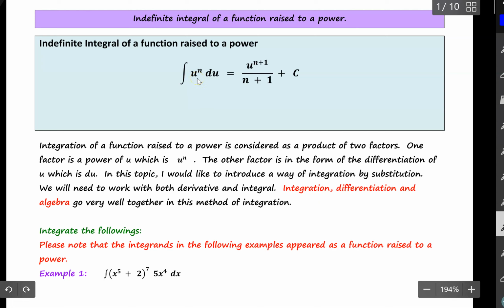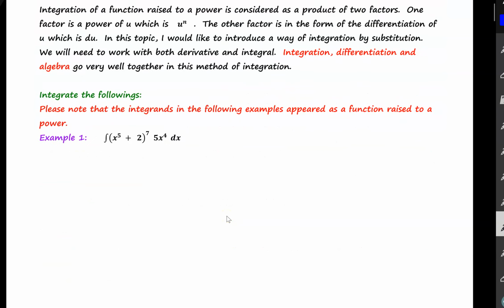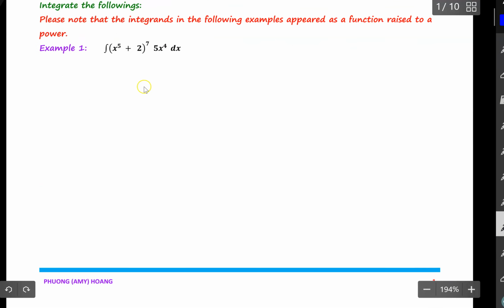u is a function raised to the exponent n, and du is a differentiation of u. It means that you have to take the derivative of u in this case. For this method, we will have to work with both derivative and integral. A reminder to everyone that integration, differentiation, and algebra go very well together in this method of integration. So let's start with example number 1.